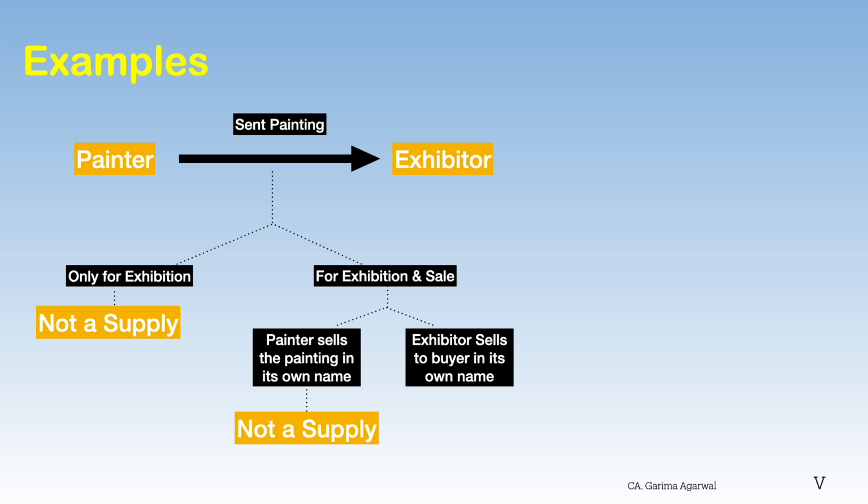So again, second example. Here, painter principal hires the exhibitor and the exhibitor finds a buyer and issues the invoice in his own name to that customer who buys that painting. Here, whether Para 3 will be triggered? Yes, Para 3 will be triggered, and any supply of painting from the painter to the exhibitor will also be a taxable supply even if it is made without consideration.